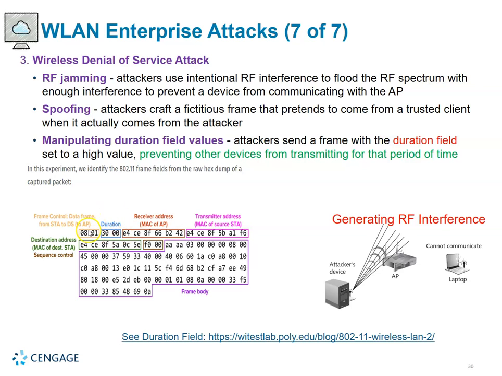So here you can see where that field is in this packet that was captured, presumably from an analyzer like Wireshark. We're actually looking at the byte codes here. And the duration is this second grouping here that you see circumscribed in the blue coloring. Over in the other picture here, you see generating radio frequency interference. This is an AP that's being victimized by this attacker's device that is just broadcasting this burst of RF energy that prevents it from communicating legitimately with this laptop on the network. So if you want to see more information about the duration field, you can visit this hyperlink that's in your PowerPoint.